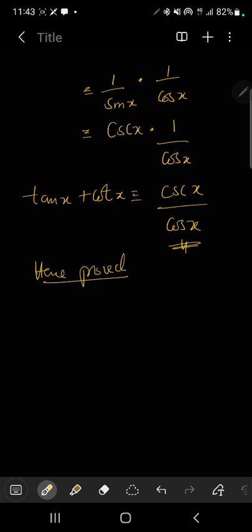Identity 3 says prove that sec of x over cot of x plus tan x is equal to sine of x.